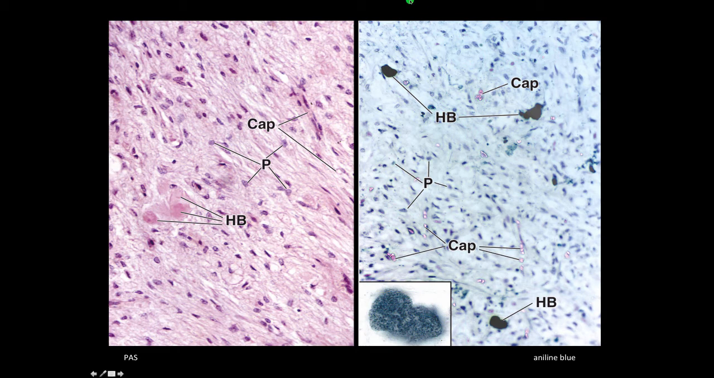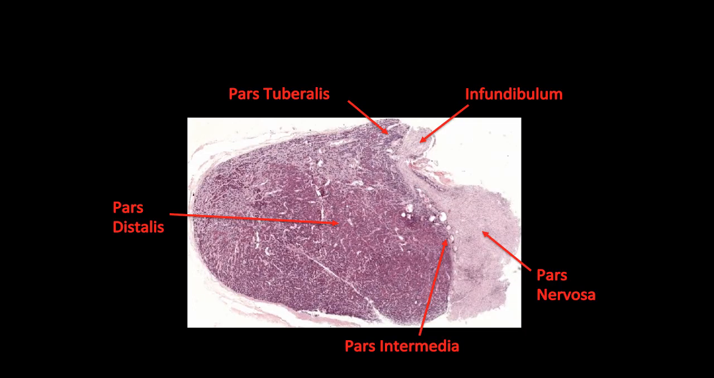The cell nuclei that you see in the posterior pituitary would be cell nuclei of pituicytes. These are essentially glial cells or supporting cells for the axons that are coming down from the hypothalamus in this region of the pituitary. And you can clearly see that there are blood capillaries associated with this region of the gland as well.